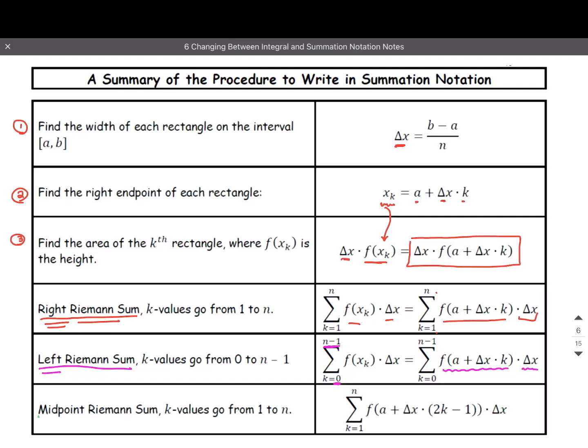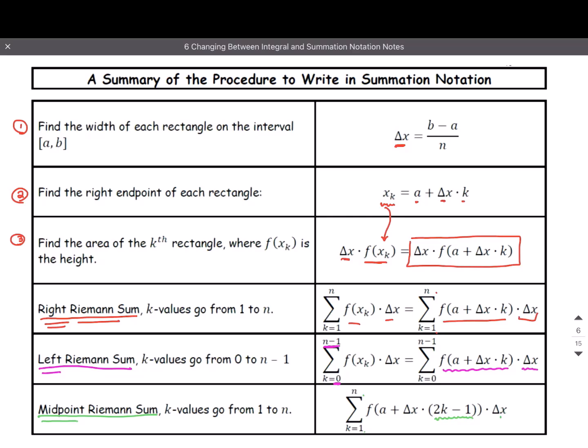And there is the midpoint Riemann sum. We're back to k going from 1 to n, but now we use f of a plus delta x times 2k minus 1. That's going to find the midpoint of each interval for us. That'll find the midpoint of each interval, and we multiply by delta x. So this is what we have.